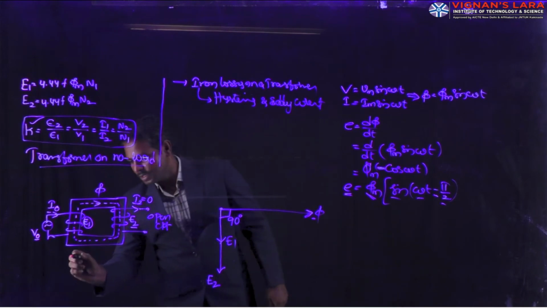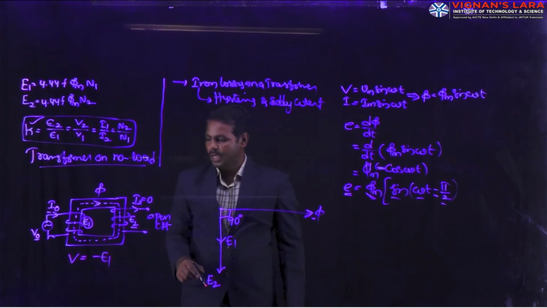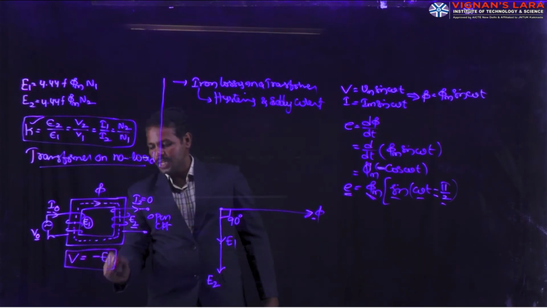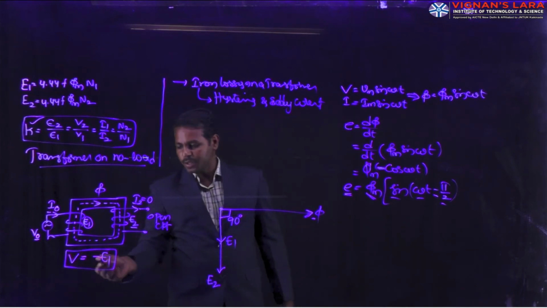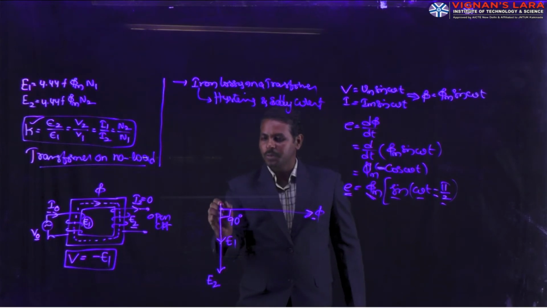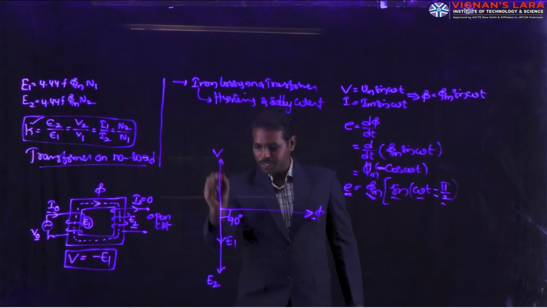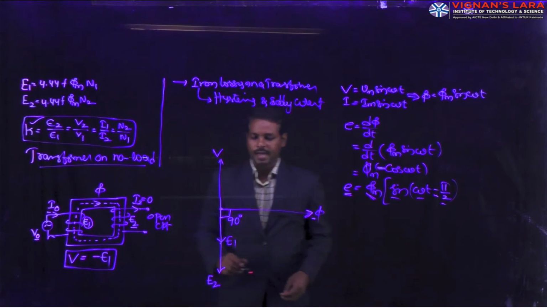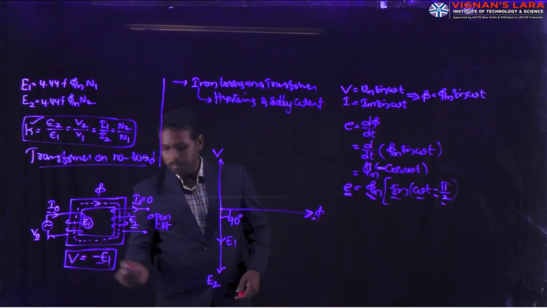So V is equal to minus E1. According to Lenz's law, the induced EMF is always opposed to the main supply voltage. So V1 is equal to minus E1. E1 is in the downward direction, while the input voltage is in the upward direction, because these two are exactly in opposite directions. So V is equal to minus E1.